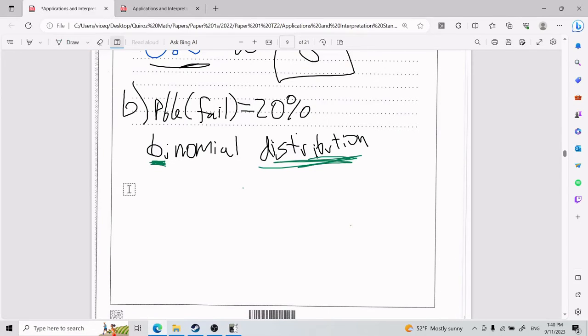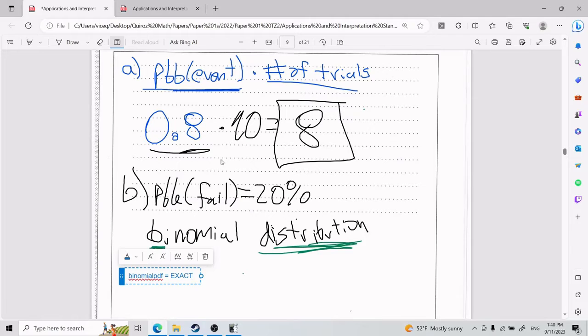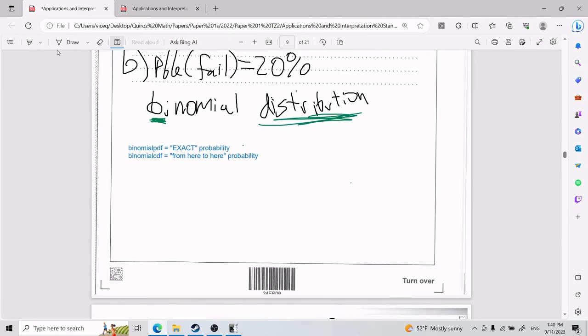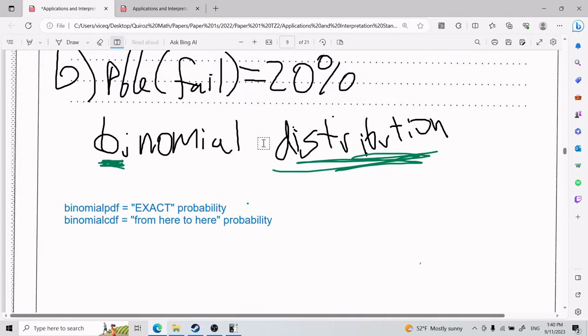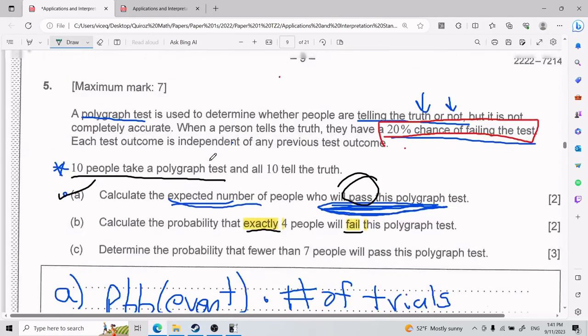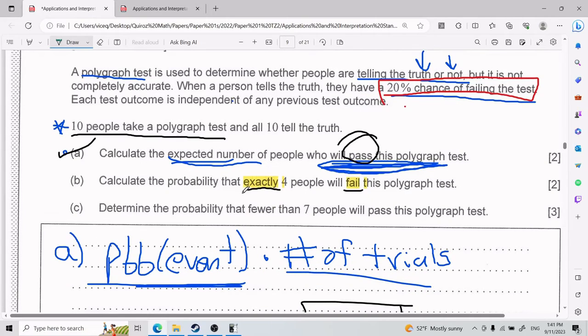And I'm going to say right away, this is the kind of thing you should write down. Binomial PDF is for exact probability, while binomial CDF is going to be from here to here probability. I know this is not the most fancy math definition you're going to find, but I do think it's the most intuitive one.